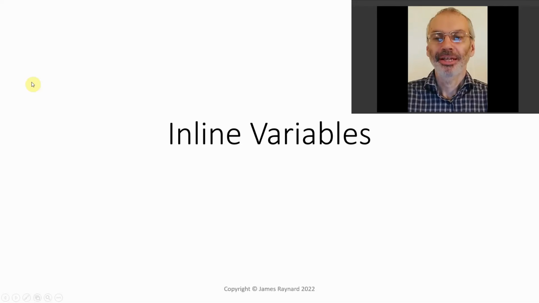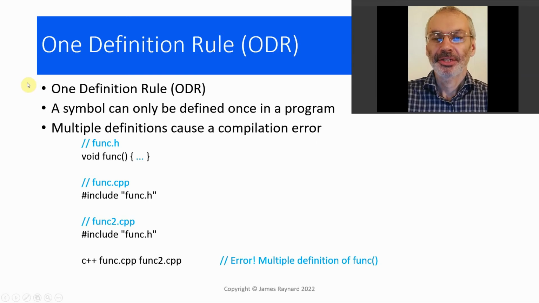Hello again. In this video we're going to look at inline variables. Let's start off by reminding ourselves about inline functions. If you ask C++ programmers what they understand by an inline function, most people will probably say it's something to do with optimization. And that's true, but it's not the main point. The main reason why inline exists in the language is to get around the one definition rule.